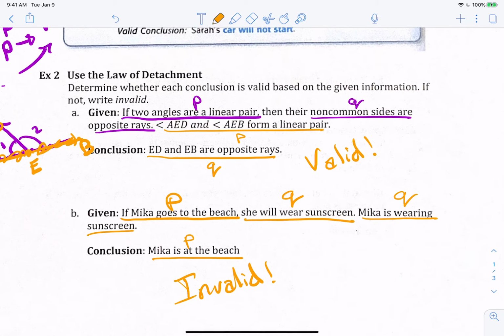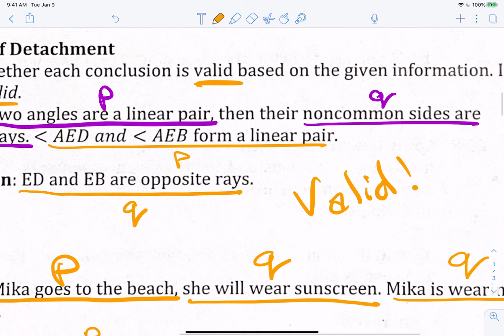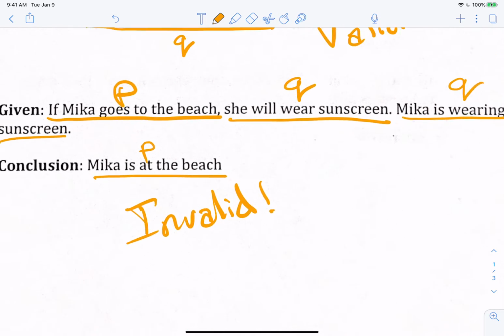Determine whether each conclusion, I didn't read the directions. Determine whether each conclusion is valid or invalid based on the given information. So the first one is valid because it does go in the order of P, Q, P, Q. The second one is not valid because it goes P, Q, Q, P.